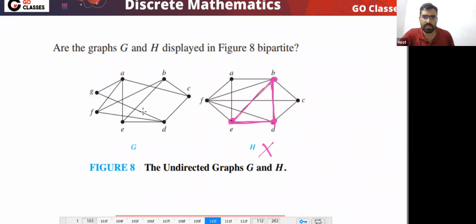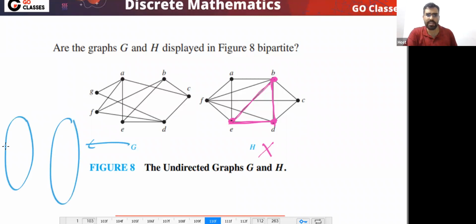What about this graph? Do we have an odd cycle in this graph? Actually, in this graph, if you try to find an odd cycle, it will be complicated. So what is the best method for this graph? If you find an odd cycle, it will be very complicated. So the best method is like this.